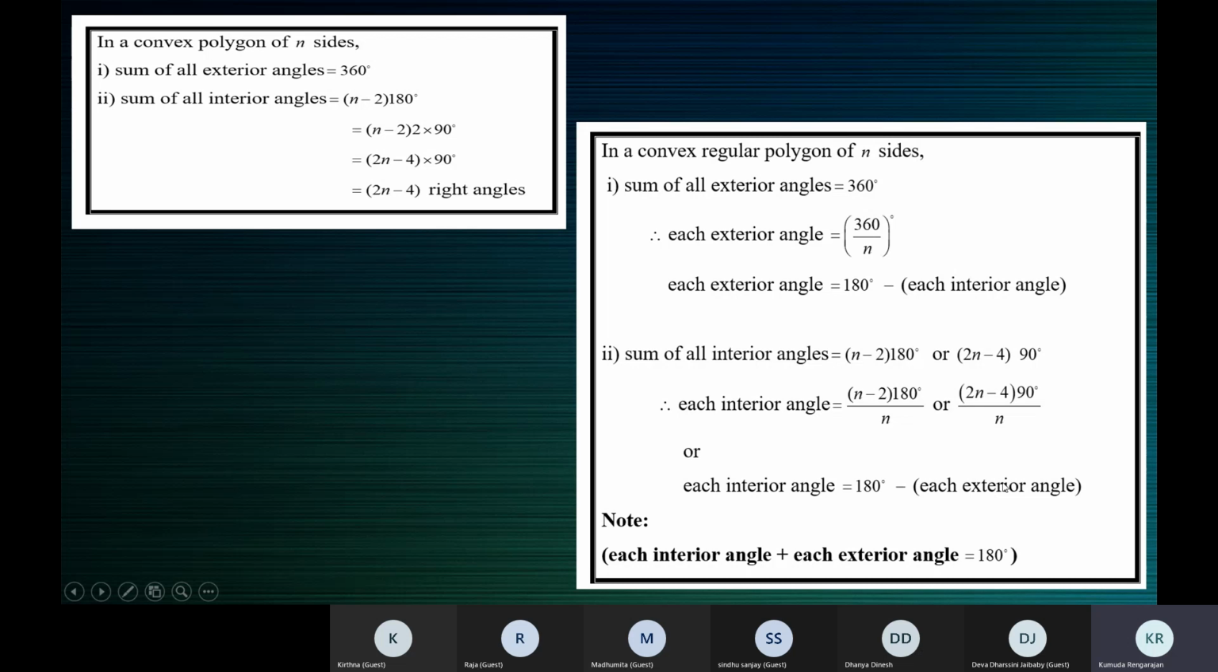This I've mentioned, this will be useful in the case of answering an objective question. If the exterior angle is given, you can find the interior angle using this. Interior is 180 minus exterior. Exterior is 180 minus interior.